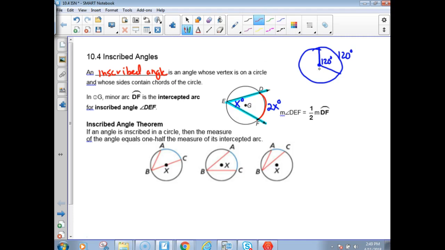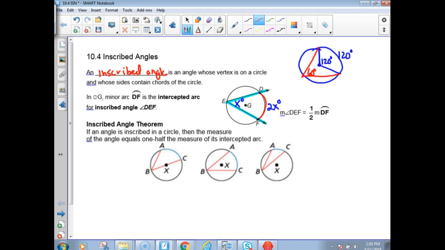This angle doesn't have its vertex at the center like this one. If I drew in that, you see how I'm ending at the same little radii there? Those same points? What would this angle be? It'd be half of 120, so it would be 60. Okay? Do we see the difference?